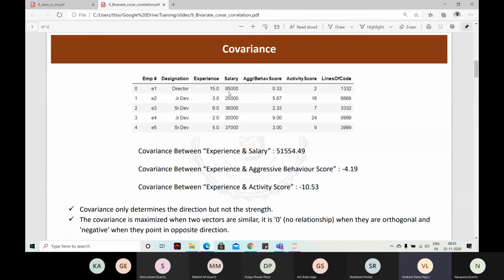And next thing, I take salary, the maximum salary, and divide all the salary values with the maximum. 85,000 by 85,000, 25,000 by 85,000, 36,000 by 85,000, 20,000 by 85,000, 37,000 by 85,000. What will happen to the values here?